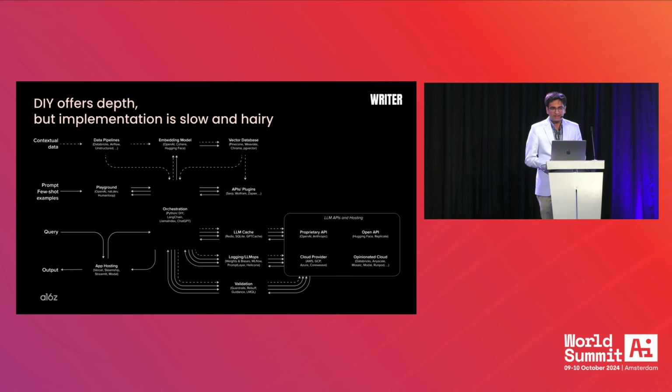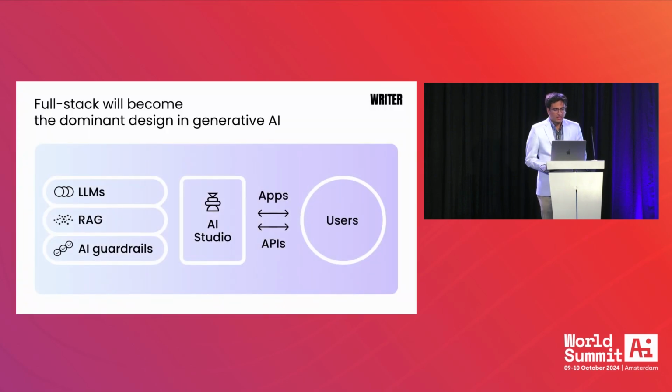And especially if you're in a regulated industry like finance or pharma, it's even worse because you can't put something in production with 80% accuracy. Even 95% probably is not good enough. So that's where we sort of come in. We believe that full stack will become the dominant design in Gen AI. There's going to be a few different components. You're going to need LLMs, as we're familiar. You're going to need RAG, retrieval augmented generation for knowledge. And then you're going to need AI Studio combined with your guardrails to make all this very applicable for your end customers.